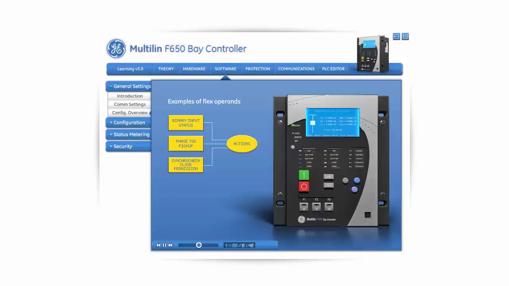One simple illustration of the use of flex operands is an instance where it is desired to block a certain protection element during breaker maintenance. In this case, the flex operand associated with a contact input can be used to block the protection element. It is important to understand the difference between these two aspects because the parameters and the flex operands are not configured at the same place within the software.